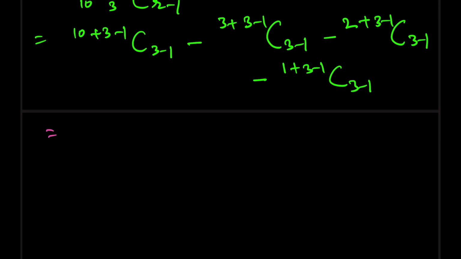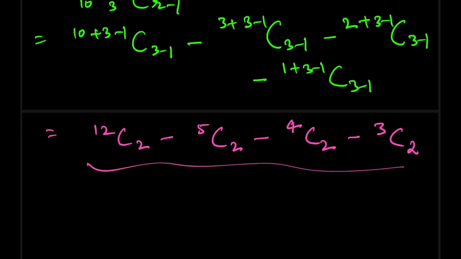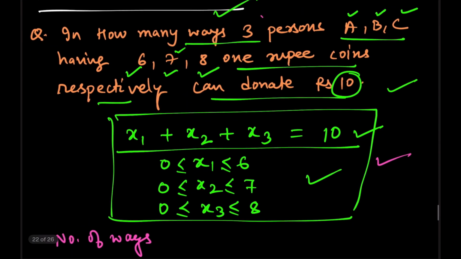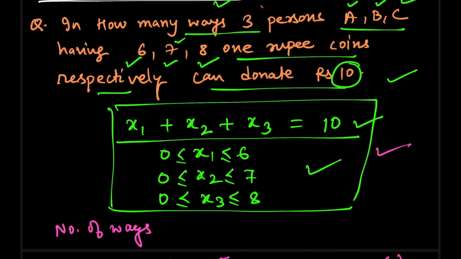What we will get here: 12C2 minus 5C2, then minus 4C2, then finally minus 3C2. You have to solve this. This is the final number of ways in which the 3 persons A, B and C can distribute their 1 rupee coins so that they collectively donate 10 rupees.